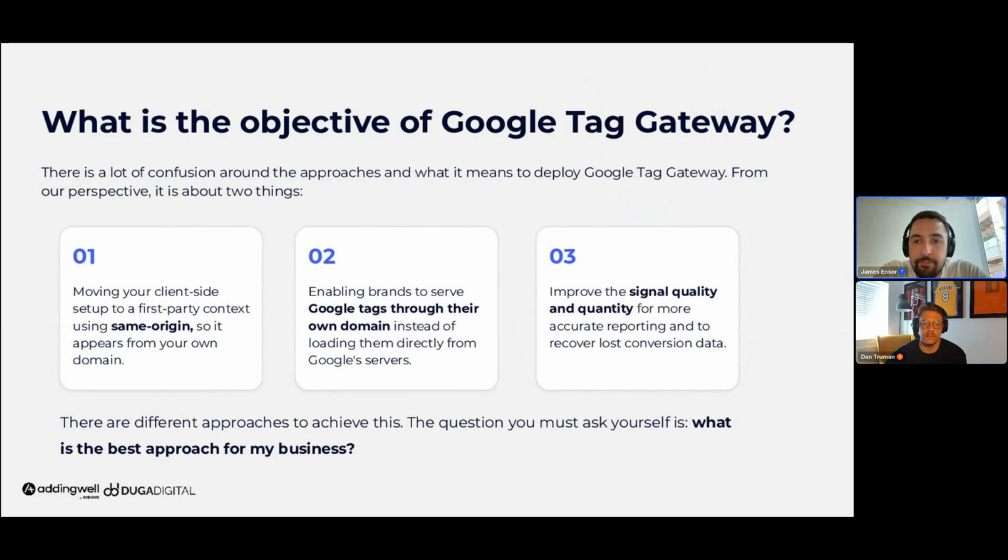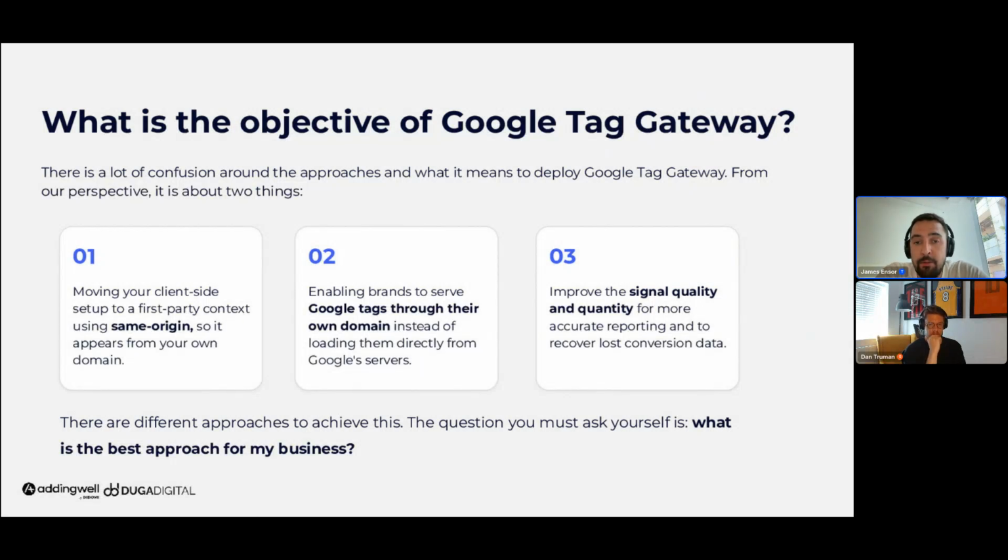The second one is with Google Tag Gateway, what Google is aiming to do is to serve the Google tags through your own domain, instead of loading them directly from the Google servers. So what that means effectively right now is that if you're doing client-side only, when you're loading Google Analytics or Google Ads, then the request that is launched or the script on the page will be actually calling the Google domain rather than appearing to be from your own.